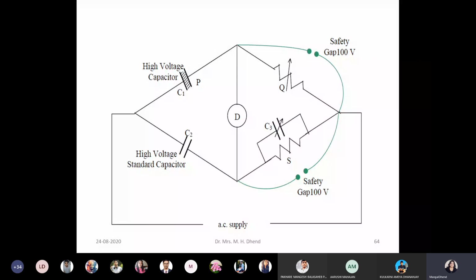Now see the unknown capacitance. Suppose you want to measure tan delta of this capacitor, the dielectric loss. You insert your unknown capacitor in this arm. It is mentioned as a high voltage capacitor. Generally this Schering bridge is a high voltage bridge because you are measuring tan delta, meaning insulating material, and for insulating material you have to apply high voltage. So the capacitor is called a high voltage capacitor. This is the unknown arm where you want to measure tan delta. Once you find out tan delta, you can find out C1 also.